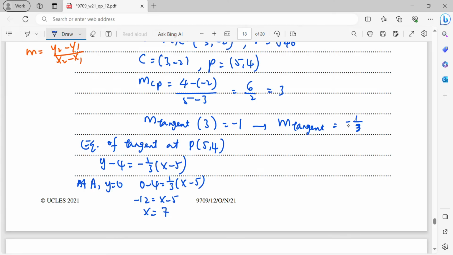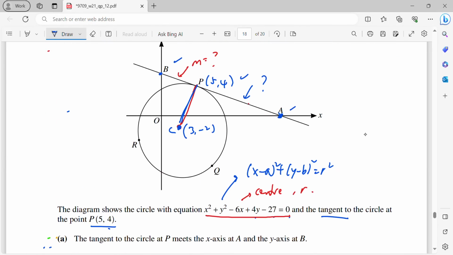Let me check first. Oh, okay, I missed out the negative. Here is negative, here is negative. So here I will get negative x. Mistake. So here I will write 0 minus 4 is negative 1 over 3. So the negative 3 moves to the left side, it will be 12. So then my x is going to be 17. Right? Which means now here is 17.